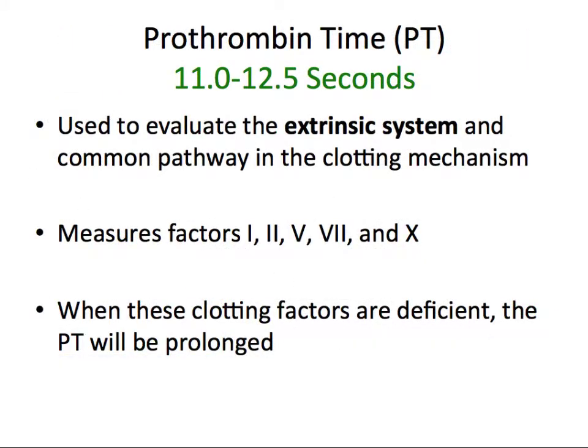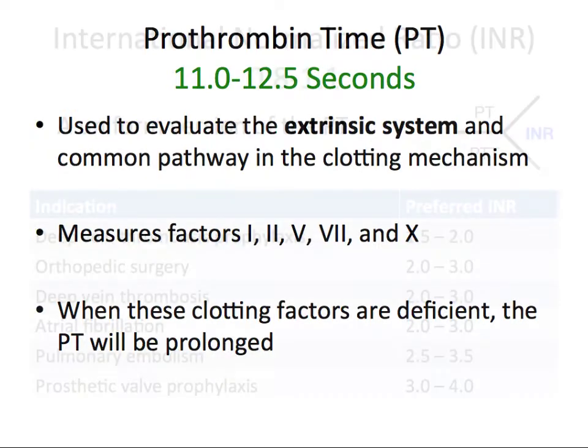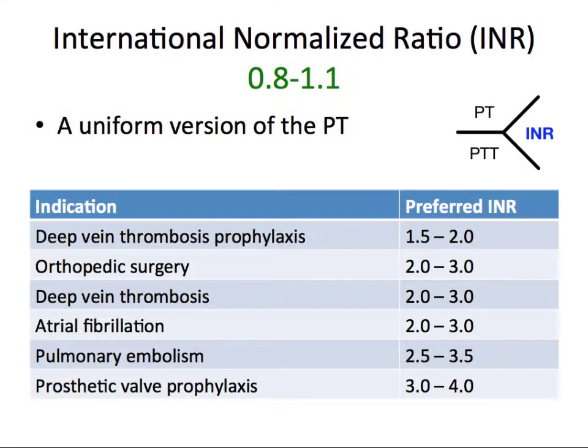The prothrombin time is used to evaluate the extrinsic system and the common pathway in the clotting mechanism. It measures factors 1, 2, 5, 7, and 10. When these clotting factors are deficient, the PT will be prolonged. The INR is a uniform version of the PT. I've included a table with indications and the preferred INR.